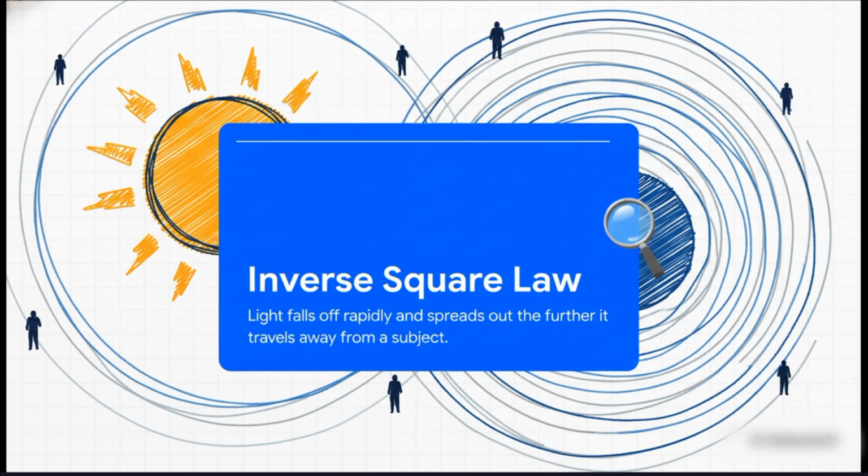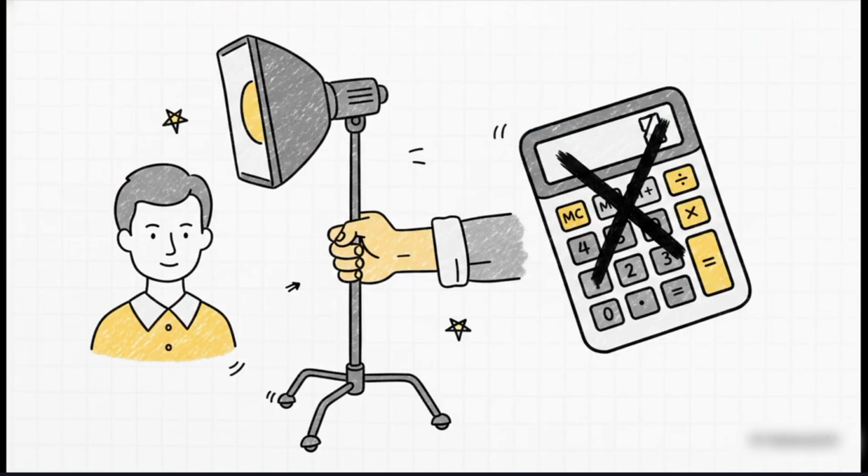Today, we're stripping away the boring textbook theory and focusing strictly on the practical science of light intensity. This law details exactly how light falls off rapidly and spreads out over distance. It is not some abstract theory, it's the literal physical reality of the universe that you can leverage on your very next portrait shoot. So, look, it's not complicated math. It's just moving a light stand. We aren't going to get bogged down in nerdy calculations today. Actually, scratch that. We're not doing any math at all.